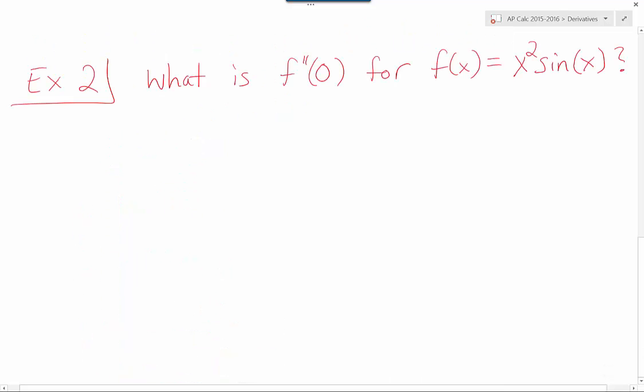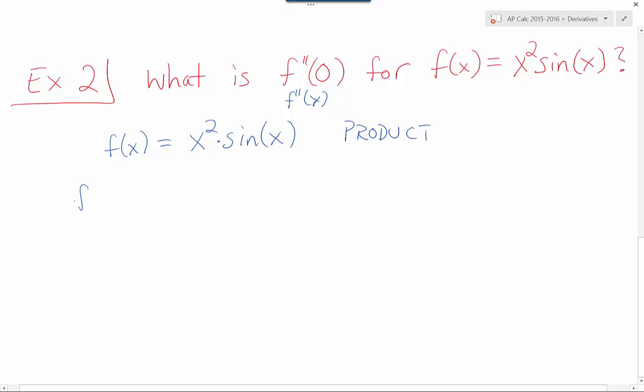This second example is, what is f double prime of 0 for f of x equals x squared sine of x? Again, first we need to find f double prime of x, and then we can plug in 0 for x. I'm going to start off by writing the original, x squared sine of x. If you notice, there's a multiplication in here, so when we're multiplying, we have to use the product rule.